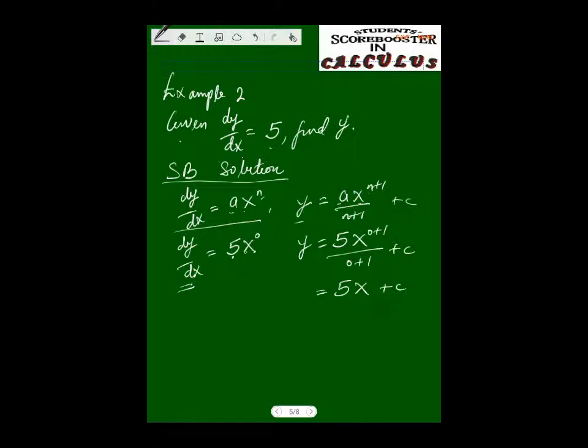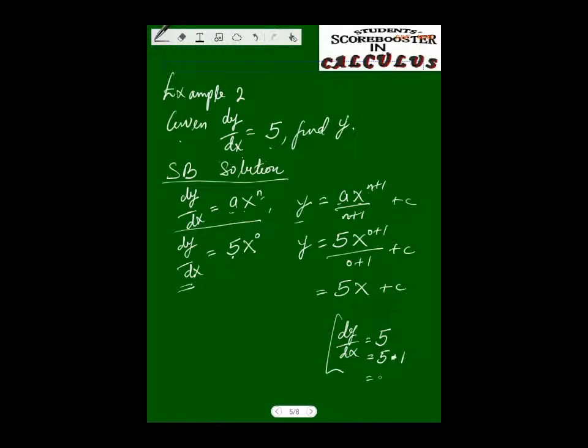You then remember that in indices we said anything raised to power 0 is 1. What I'm saying is this: what you have is dy/dx is 5. This 5 is the same thing as 5 times 1. What I mean here is times and not multiplication. So I can say 5 times 1.